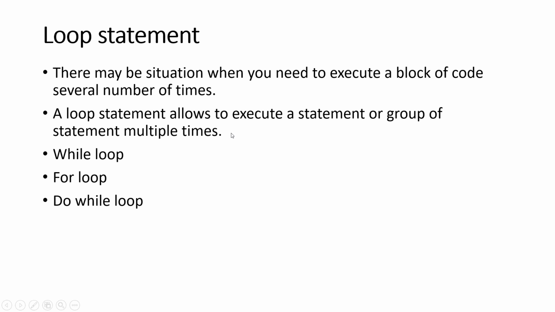In a decision making statement, we perform decisions, and the result may be true or false. But what if you want to run a particular statement several number of times? At that time we use loops. We can't do it with decision making statements. There are three loops in Java: while loop, for loop, and do while loop. We will see all the loops one by one.